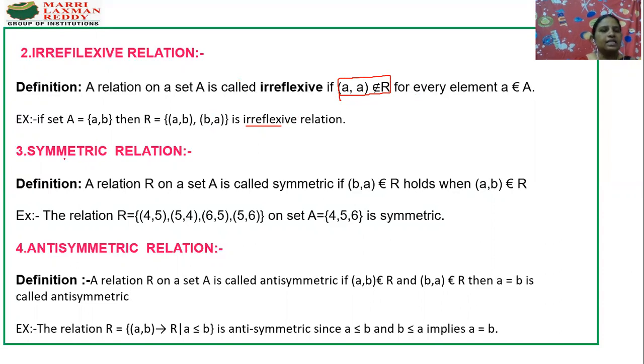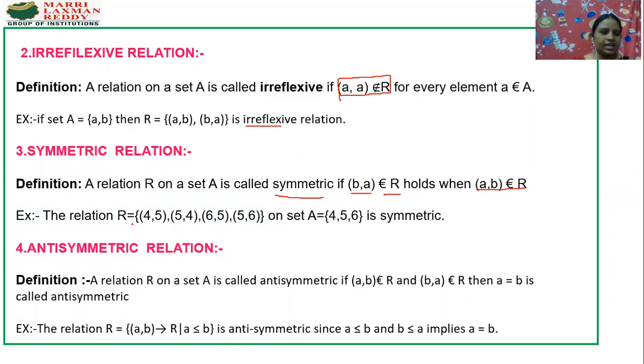Coming to the third one, symmetric relation. What is the meaning of symmetric? A relation R on a set A is called symmetric if (b, a) belongs to R whenever (a, b) belongs to R. (a, b) should be present in the relation, and in the same way (b, a) is also present in the relation, then it is called a symmetric relation.